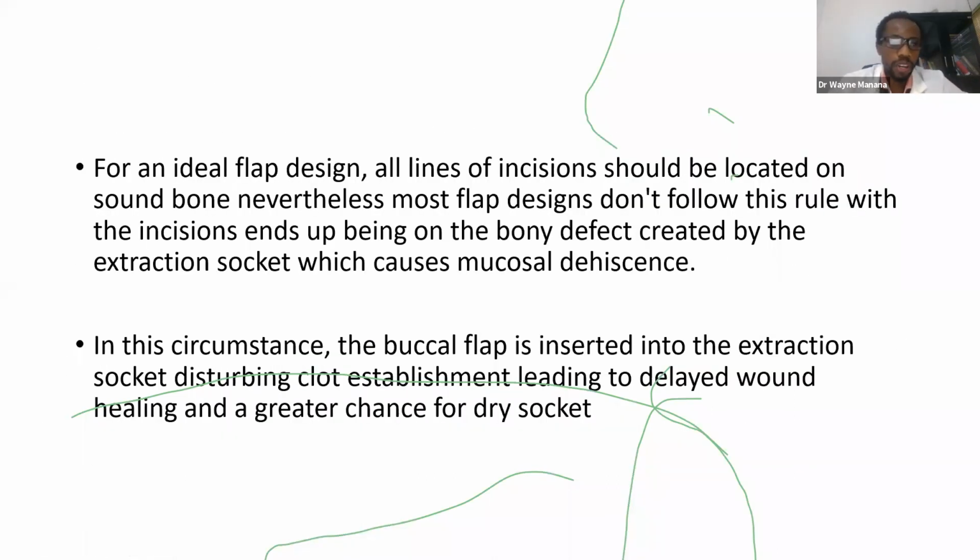So as I said, for an ideal flap design, all lines of incision should be located on sound bone. Nevertheless, most designs don't follow this rule, with the incisions ending up being on the bone defect created by extraction of the socket. This will eventually cause a mucosal dehiscence. So what are we saying here? Eventually when you suture, you are pulling the buccal mucosa on top of the socket so that it's not supported from below. So there is no foundation. And that can cause dehiscence or delayed wound healing.